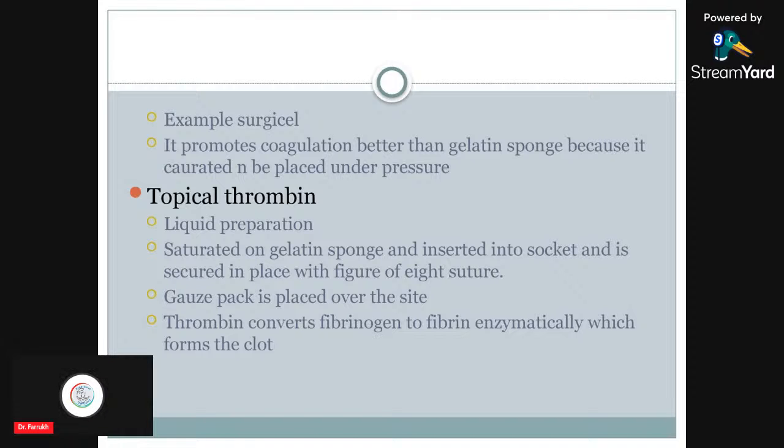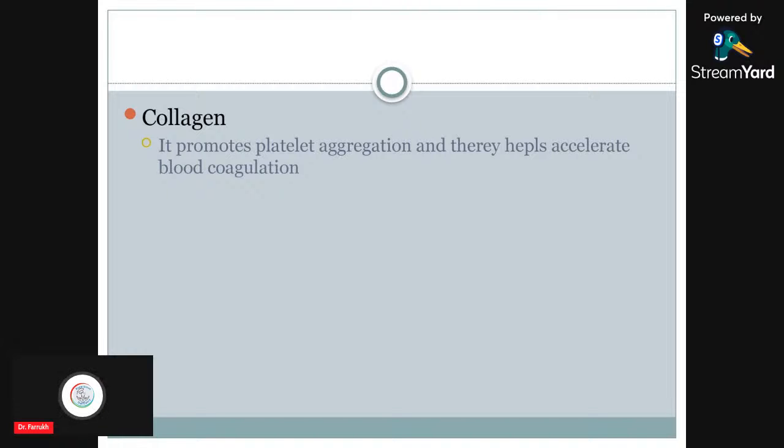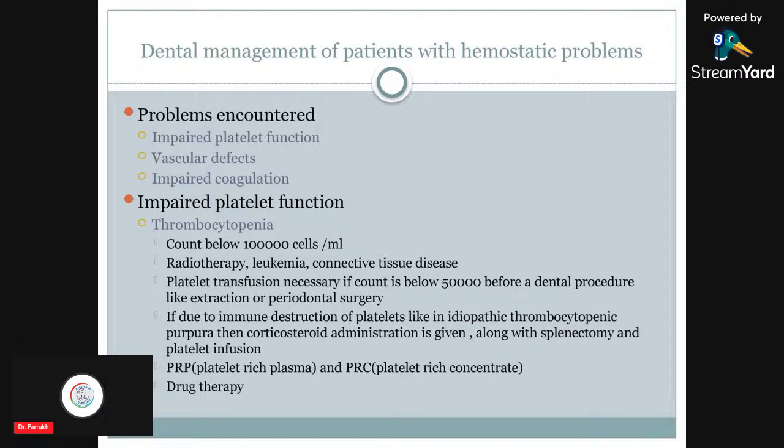Thrombin converts fibrinogen to fibrin enzymatically and it forms the clot. This is a very important MCQ and it comes in the exam as well. Then there is collagen. It promotes platelet aggregation and thereby accelerates blood coagulation. This is very important if you know.